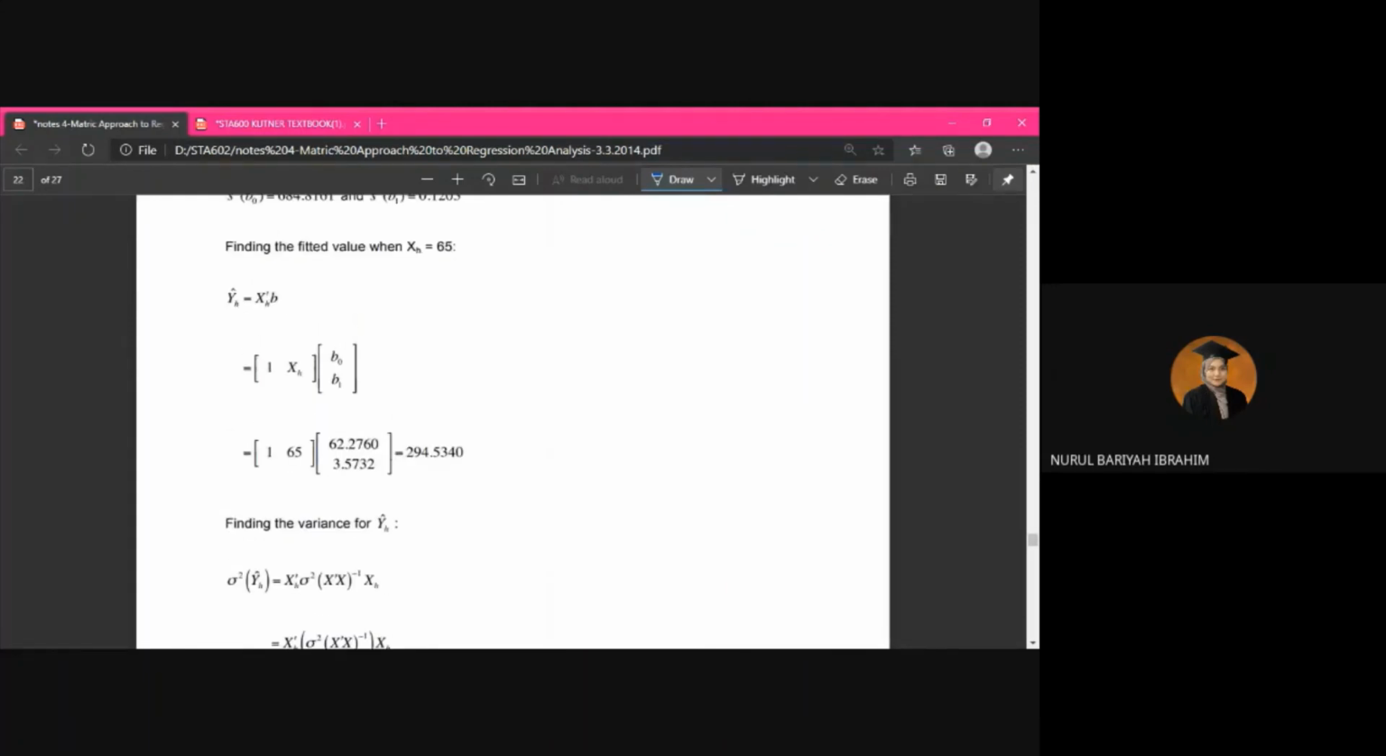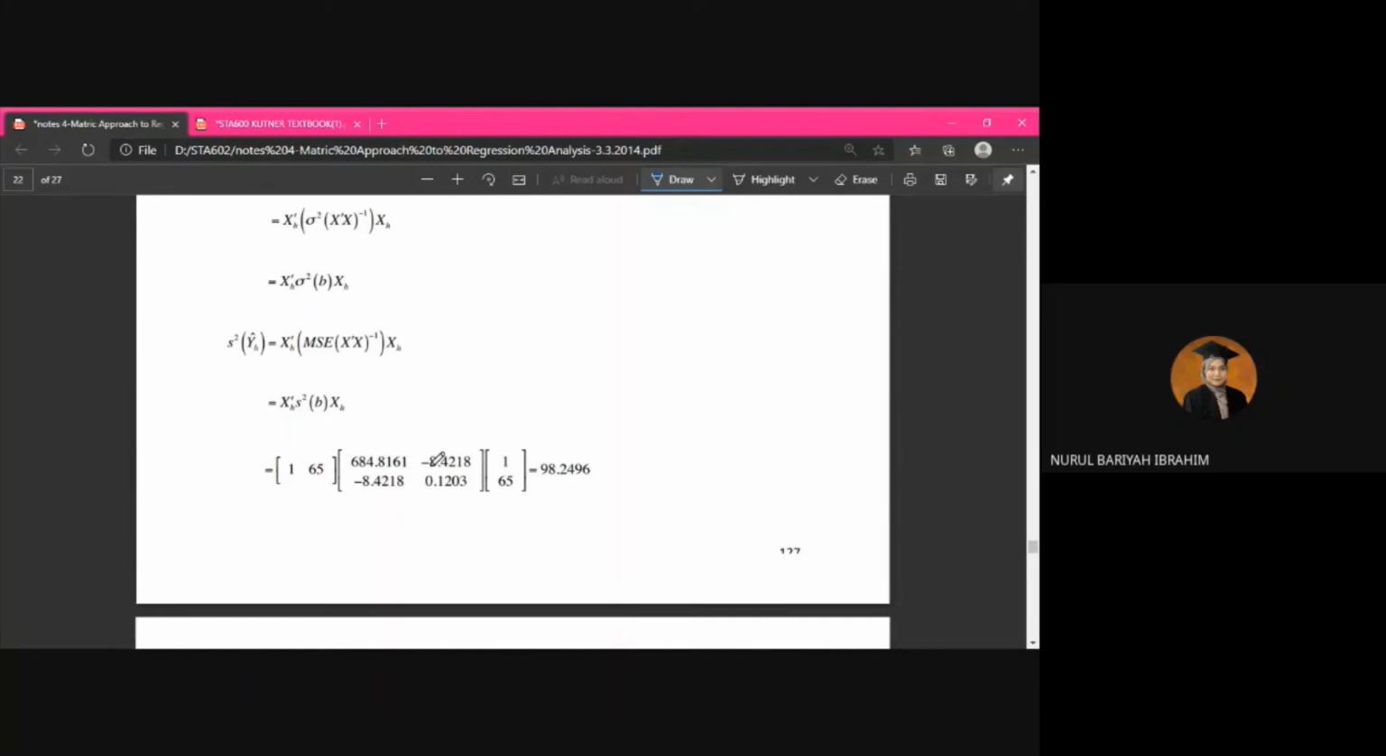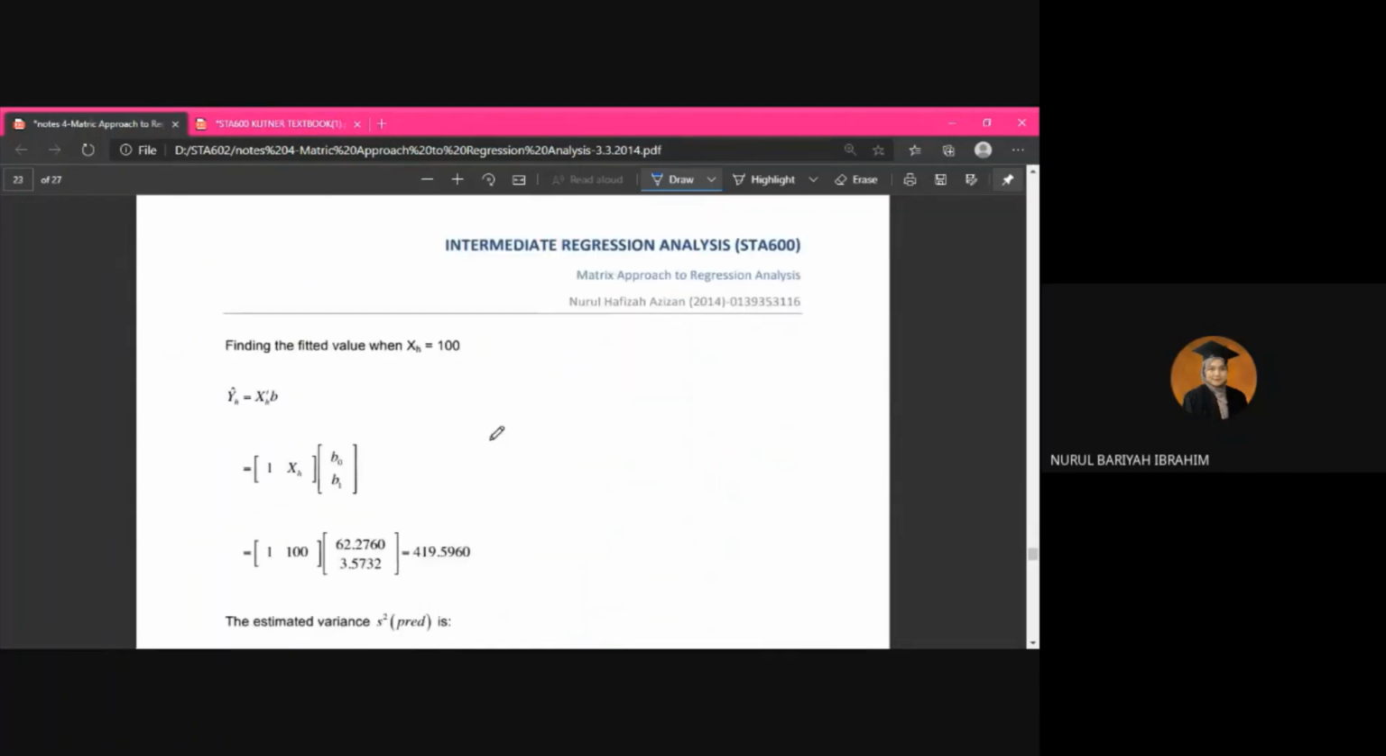Okay, this is the way to find the Y hat. You need to create this matrix first, matrix X transpose h, which is 1 and 65, and then put in the matrix beta, so you will get Y hat for x 65. And then you need to calculate the variance for the mean response here using this formula, since we have the variance covariance matrix earlier. Once you have that value, you can calculate the confidence interval for the mean response.